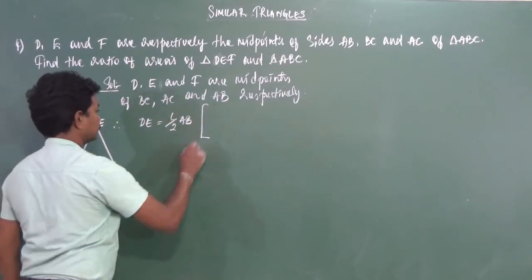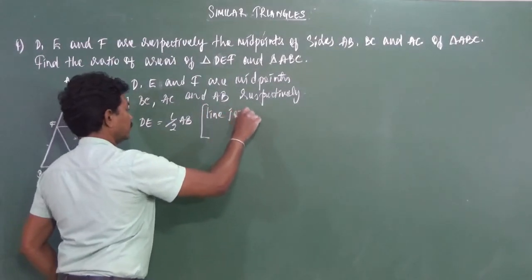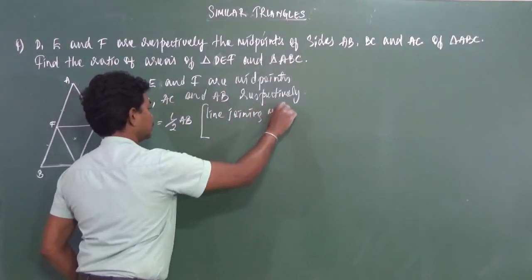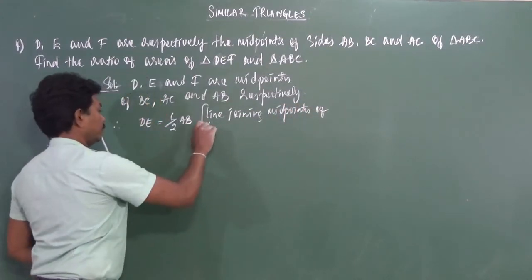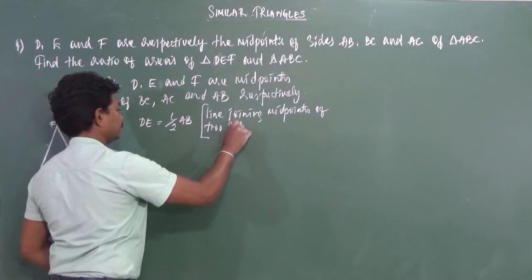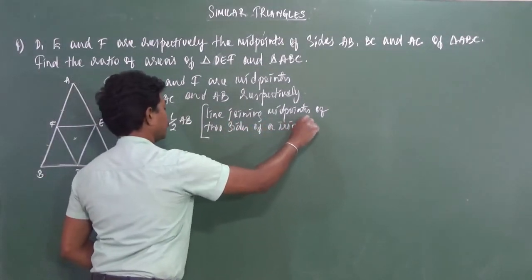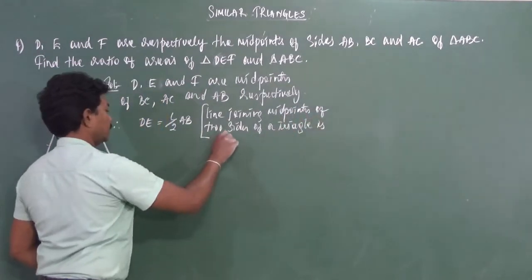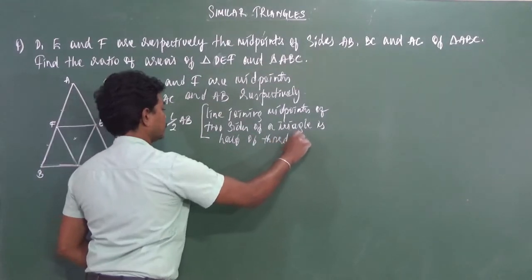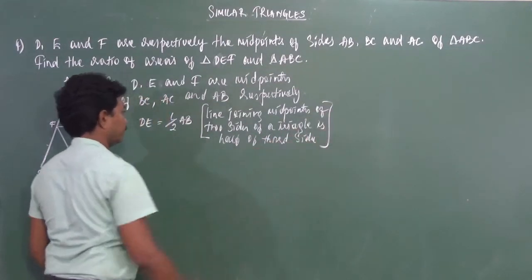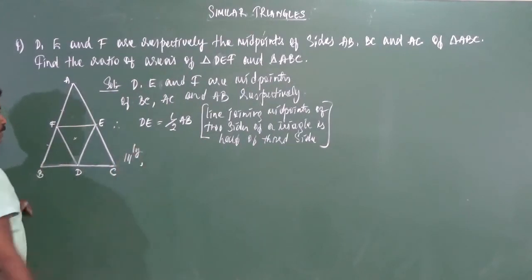So the reason is: the line joining the midpoints of two sides of a triangle is half of the third side. Right? So similarly, very simple.